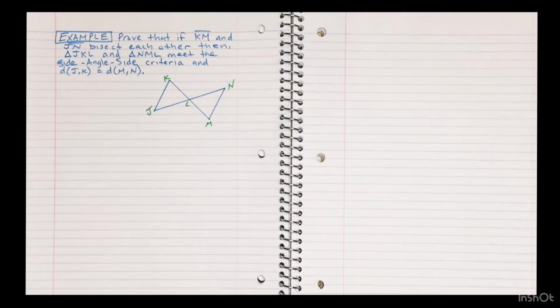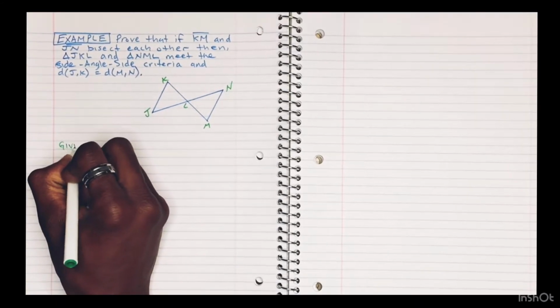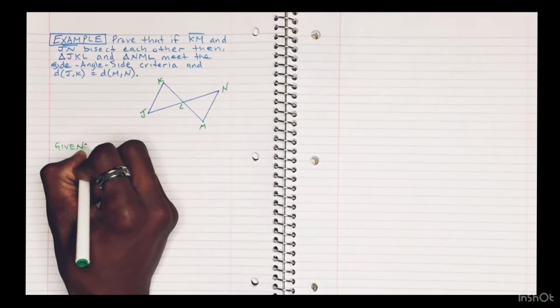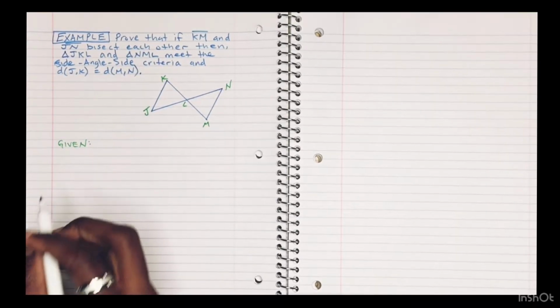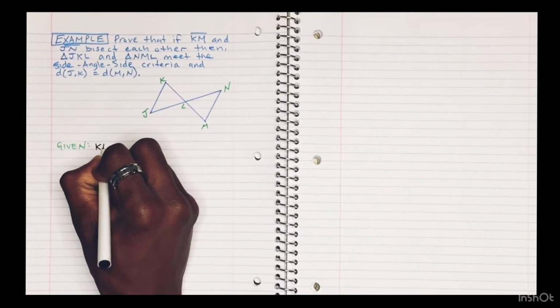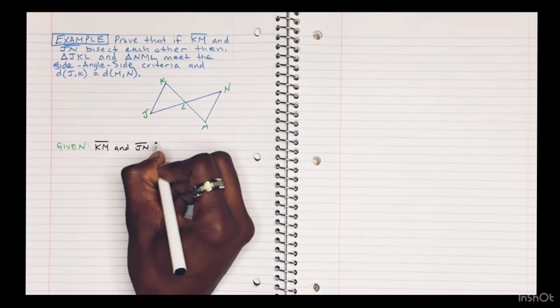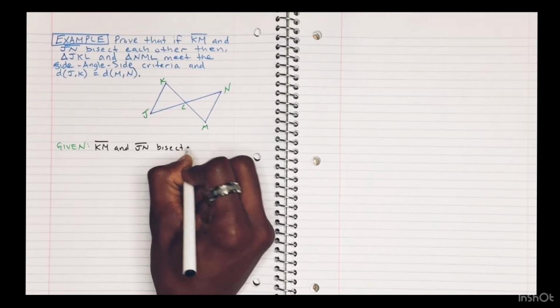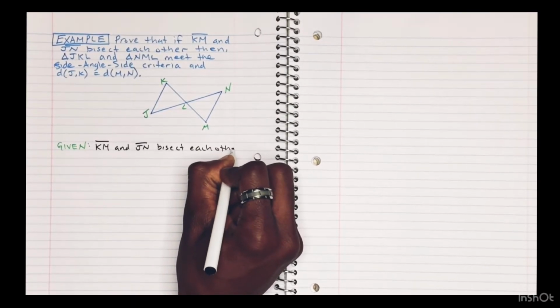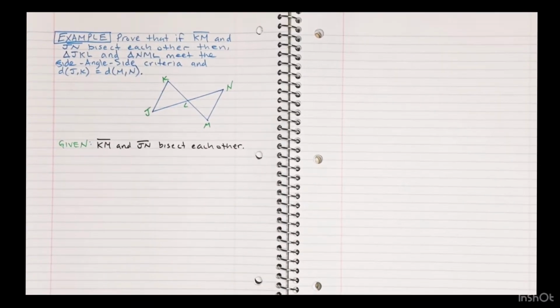The first thing that I like to do for these type of examples is I'm going to write something called a given and a show. So when you write your given and your show, you want to start off with what was placed behind the if statement. So I'm going to write given. And my given statement is right behind the if statement. So line segment KM and line segment JN bisect each other. And that's all you need for your given statement.